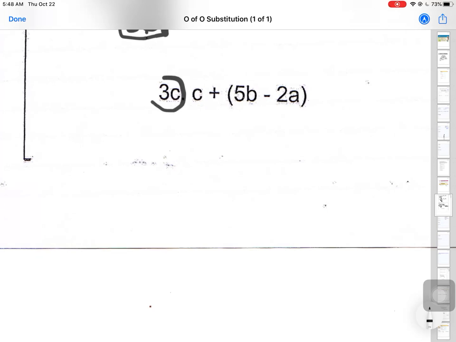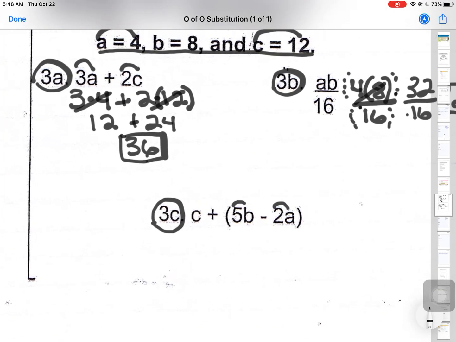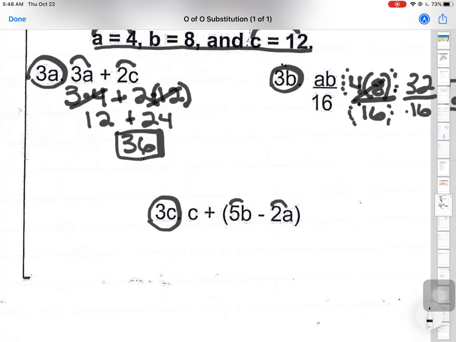Okay, last one. 3C. Says C plus 5 times B minus 2 times A. Wow, we've got a lot of things to substitute in here. I better go back. So I need to make sure we have the right numbers. C is 12. So right underneath it, 12 plus 5 times B. B is 8.